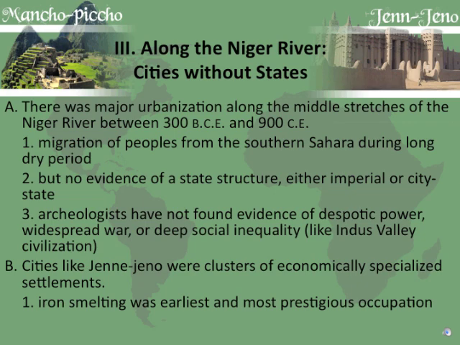Cities like Jenne were clusters of economically specialized settlements, and so this is one of your major trading centers during this time period. Iron smelting was one of the earliest and most prestigious occupations. You also have gold mining, and they were able to use that to trade for salt, something that they were lacking in that region.